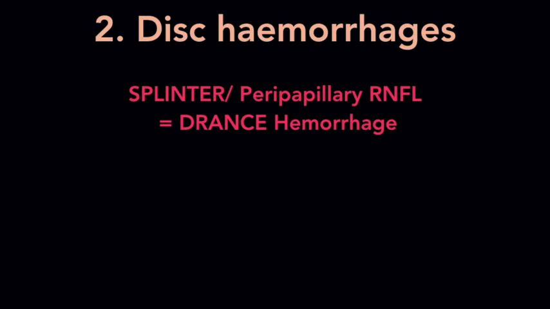So having finished the retinal nerve fiber layer defects, let us discuss the disc hemorrhages. These disc hemorrhages are very important because they are very early and very easy to miss. These are retinal nerve fiber layer hemorrhages, just like a splinter hemorrhage which we will see in diabetic retinopathy or hypertensive retinopathy. These are splinter peripapillary hemorrhages, and we give a different name for this, called a Drance hemorrhage.